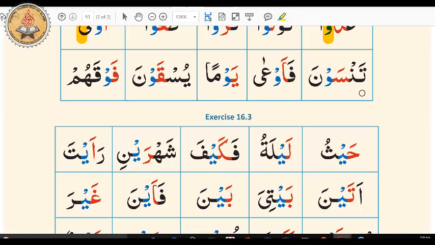Tansawn. Very good. Well done. And this one? Fa awha. What is this letter over here for me? Hamza. It's not a hamza, it's an ayn. Okay, do you want to try that once more for me? Fa awa. Very good. Do you want to try that again? Fa awa. Very good.